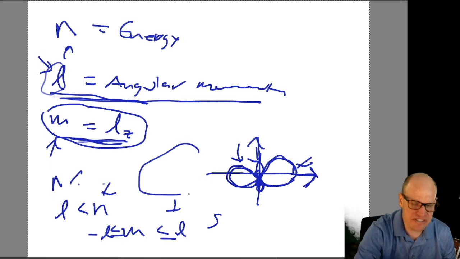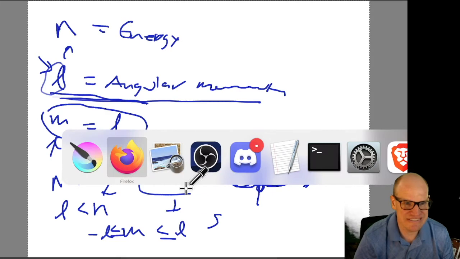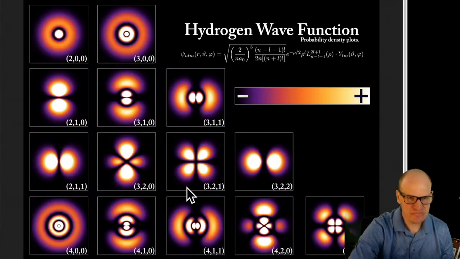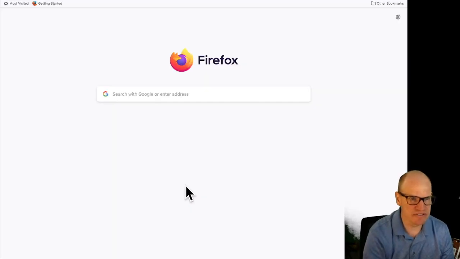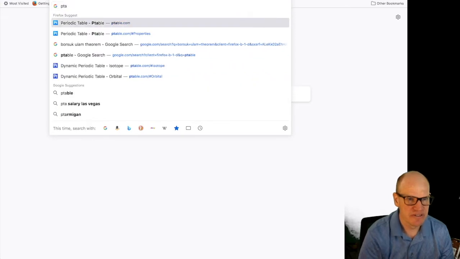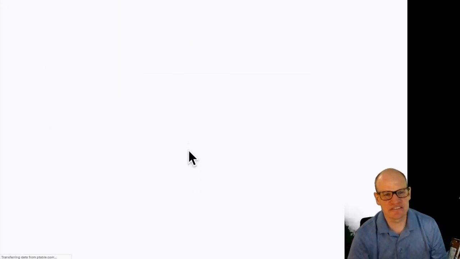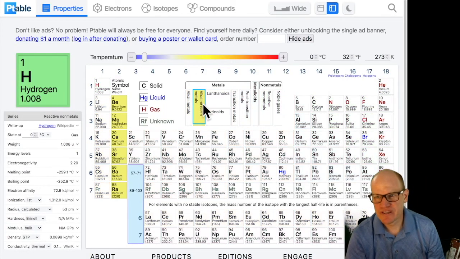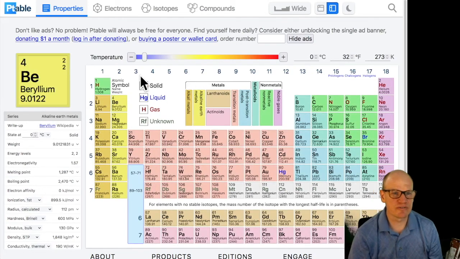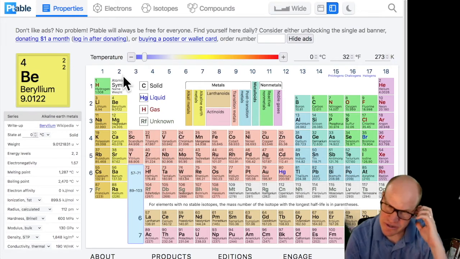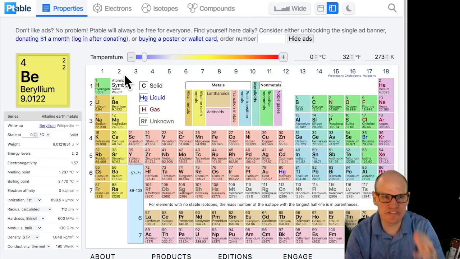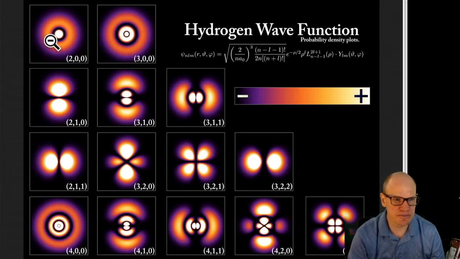So all of these things together are what produce the periodic table of elements. If I come here to the periodic table, you have these different shells that we described. We have the spherically symmetric shells. So spherically symmetric shells look like this.